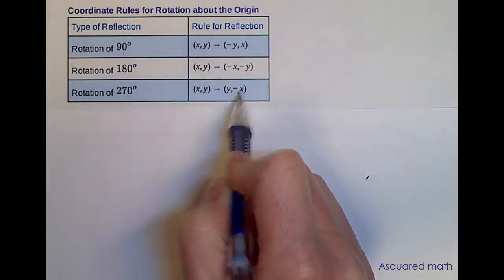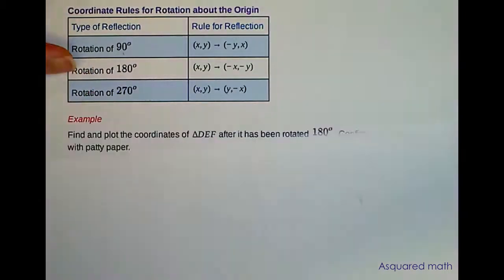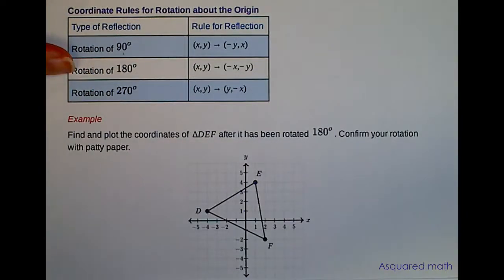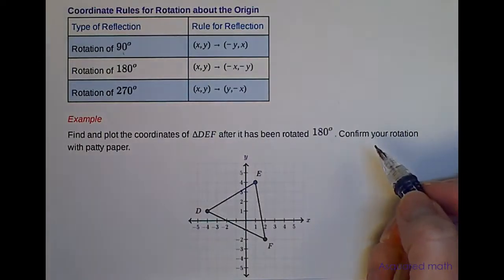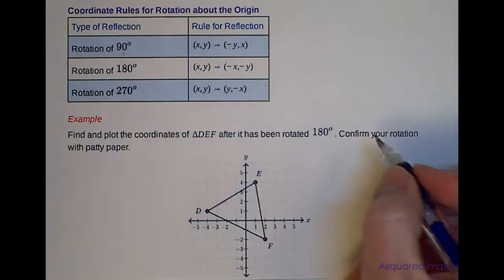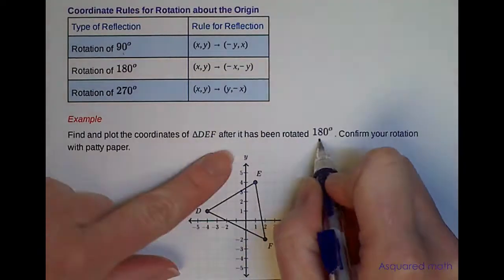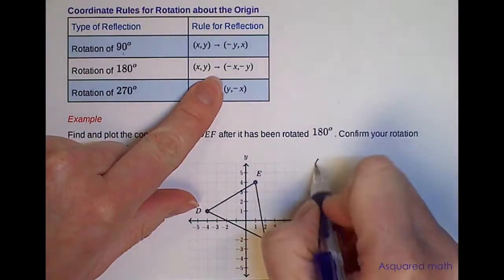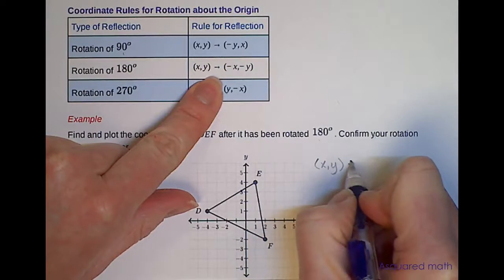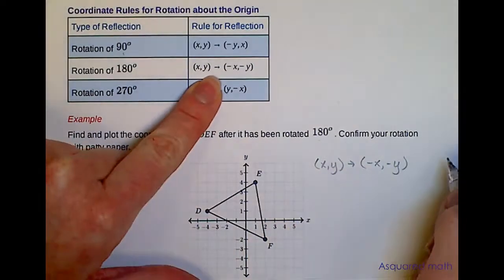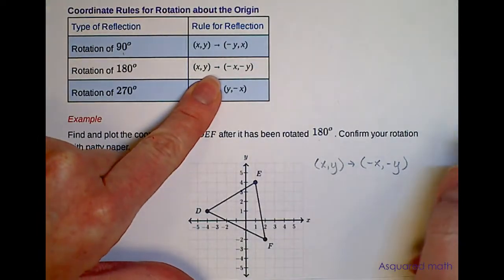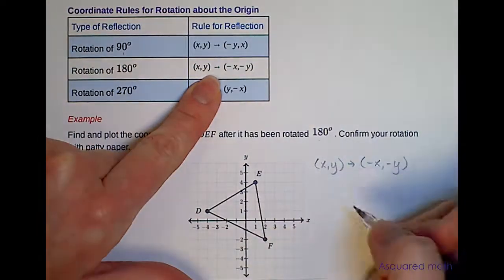So let's go ahead and do an example. So we have triangle DEF, and it's located on a coordinate system. So we want to rotate it 180 degrees and draw that rotated image. A 180 degree rotation has the rule (x, y) yields (negative x, negative y). So we just take the opposite sign of each of our x and y for the coordinate point.